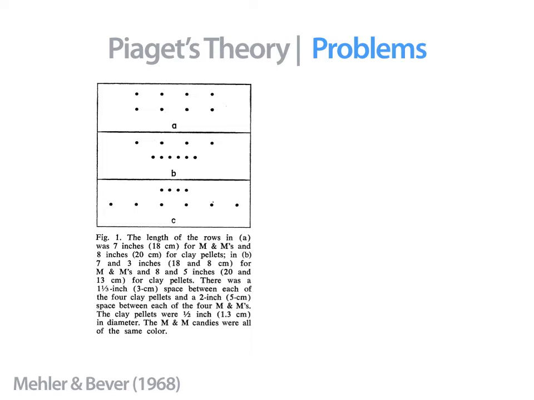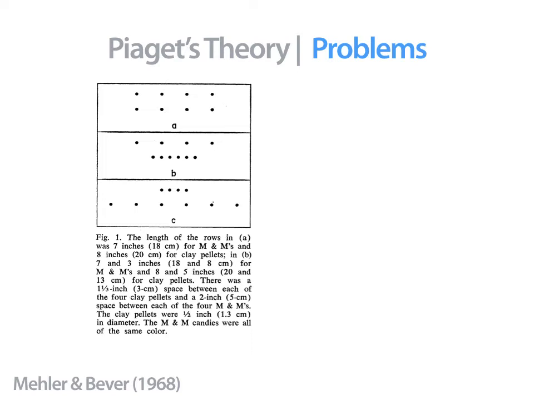Now, the key thing that Mehler and Bever did is they gave two different versions of A, B, and C. In one version, they're just clay pellets, but in the other version, they're M&Ms. And children get to eat the one that has more M&Ms. So now children are pretty motivated to give you the row that has more. What he found was pretty interesting.